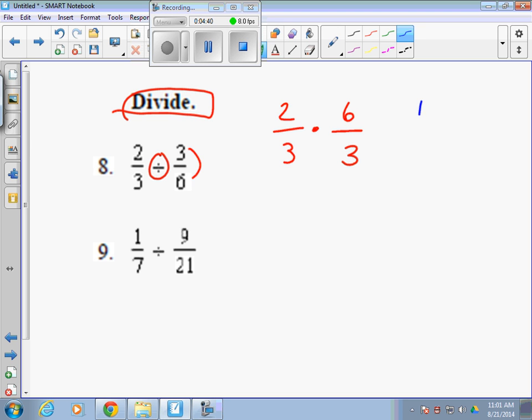2 times 6 is 12. 3 times 3 is 9. And then reduce it. The number 3 goes into 12 4 times and into 9 3 times. There's your reduced version of the fraction.